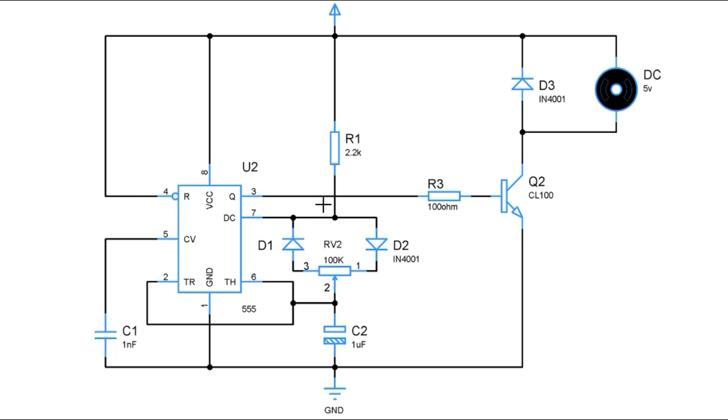So I have used a transistor CL100 to act as a switch, and when there is a PWM pulse, when there is a high in the output, this transistor goes into saturation region. The high pulse here will push the transistor into the saturation region, and therefore it closes the circuit and the current flows through the DC motor and from collector to emitter, thus closing the circuit, and therefore the DC motor will run.